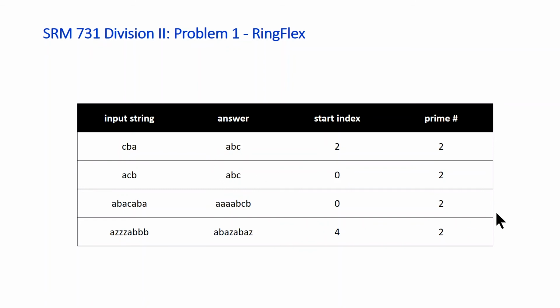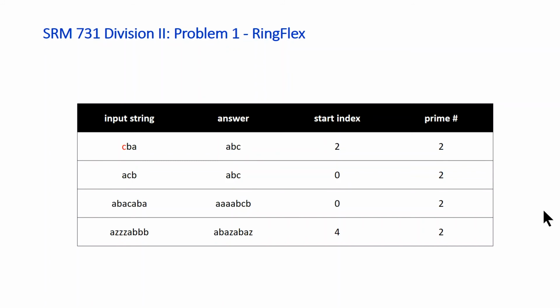For our first example, CBA, we're obviously going to start at A, which is our smallest character in value. Then from there, we have to choose a prime number that we're going to use to jump from character to character. And if we go past the end, we just loop around to the beginning. We're going to choose the prime number 2, so that's going to jump 2 spaces ahead, which will end up at B, and then from there it's going to jump to C. So you end up with ABC.